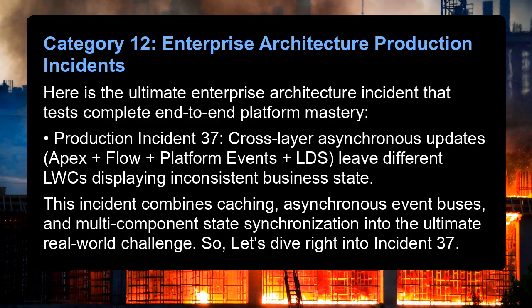Here is the ultimate enterprise architecture incident that tests complete end-to-end platform mastery. Production Incident 37. Cross-layer asynchronous updates, Apex plus flow plus platform events, plus LDS leave different LWCs displaying inconsistent business state. This incident combines caching, asynchronous event buses, and multi-component state synchronization into the ultimate real-world challenge. So, let's dive right into Incident 37.